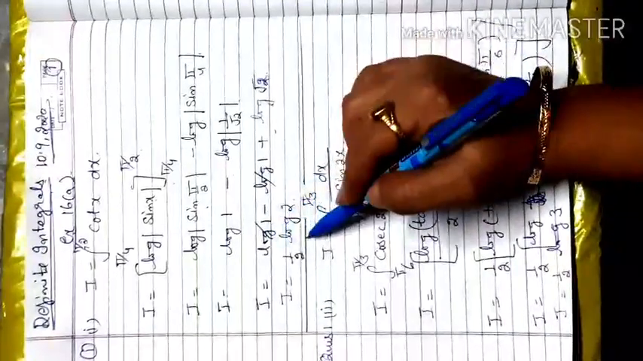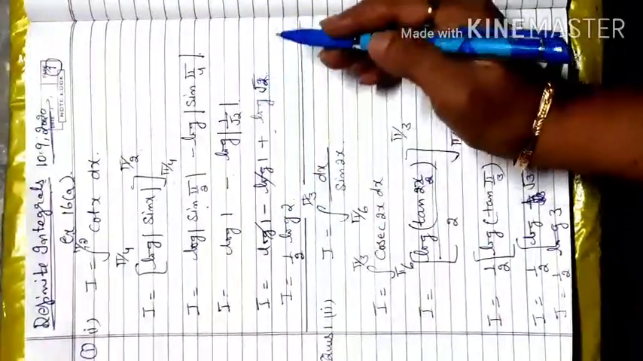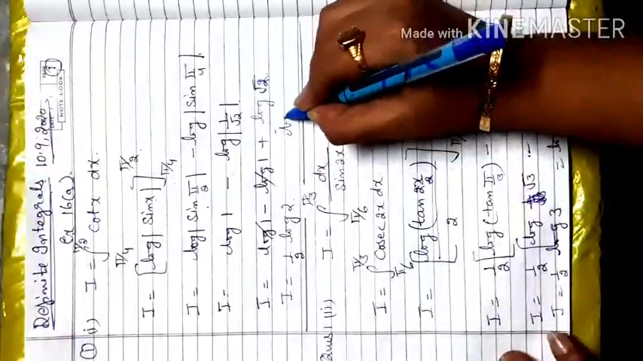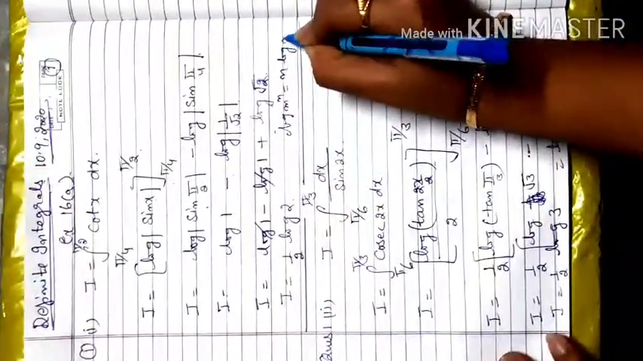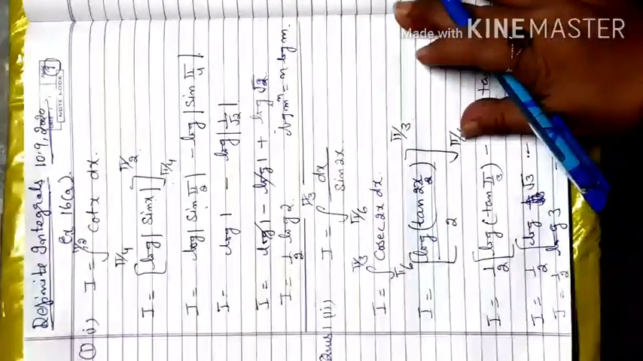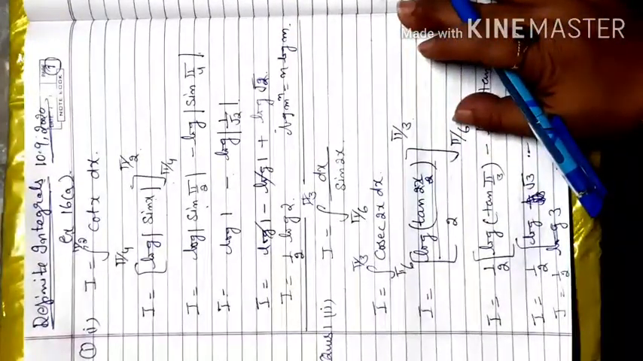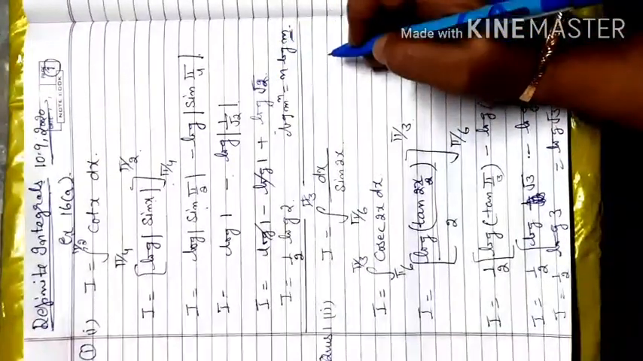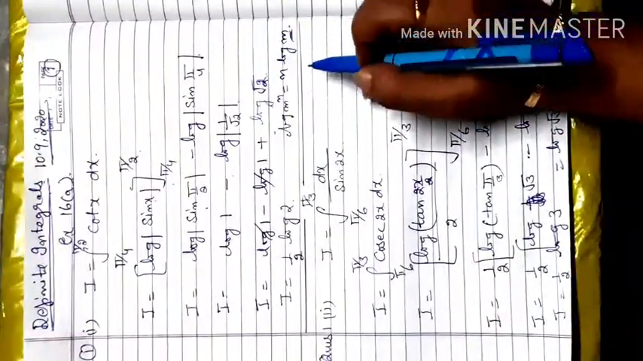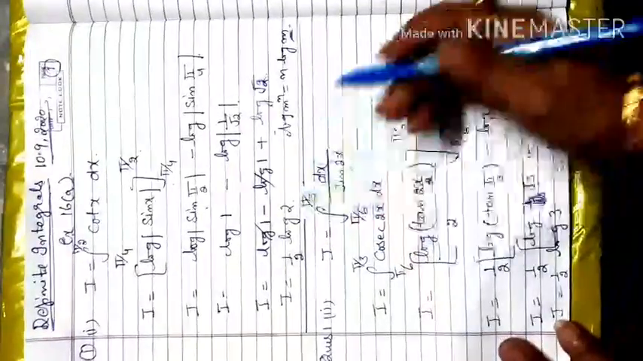So log 1 is cancelled, and this power root, because your rule is that log m raised to power n is n log m. So any term that is a power with the log is shifted to the front according to the logarithm rule. So that is 1 by 2 log 2.